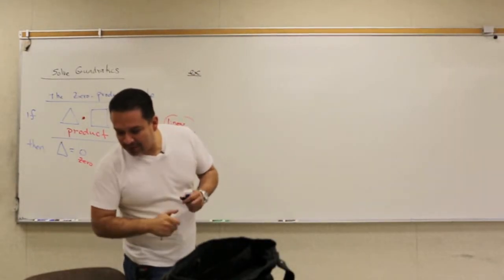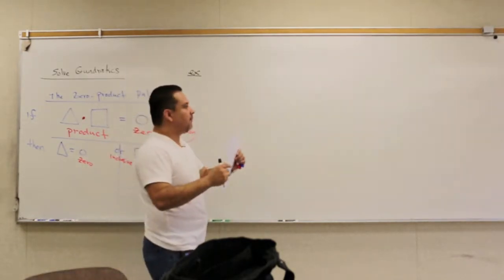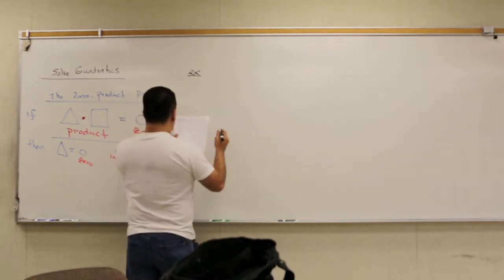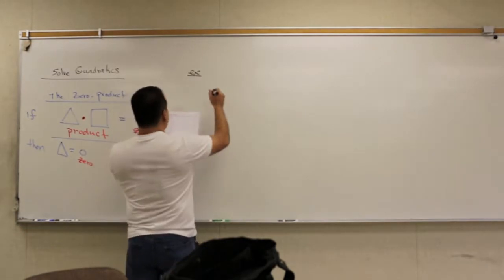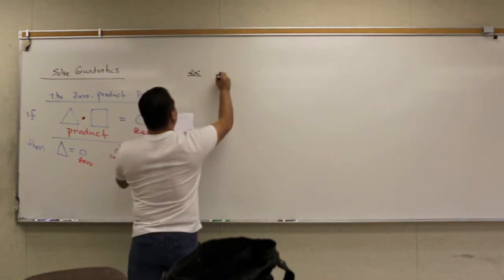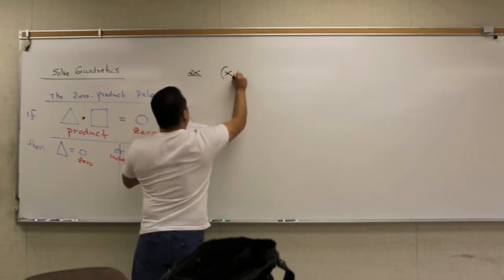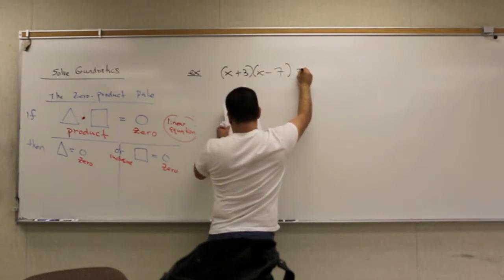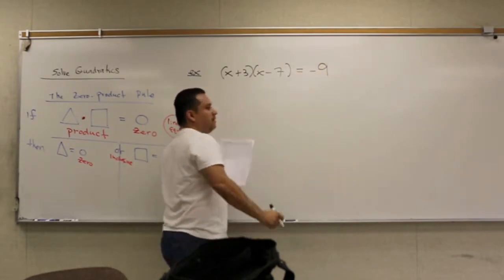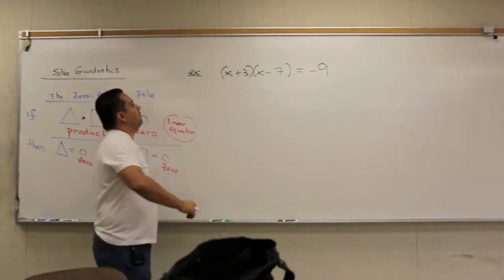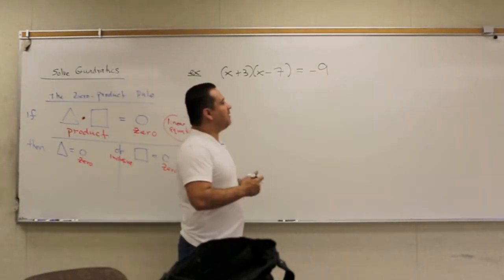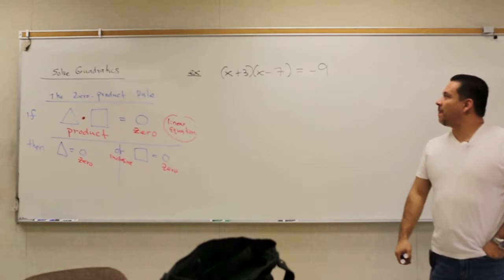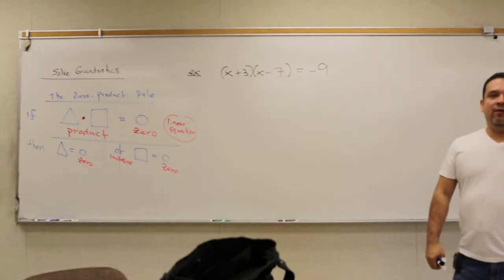All right, here we go. You ready for some more? Some more examples. Let's give you a nice hard one. What do you guys think? Okay, you ready for this? We're going to give you x plus 3 times x minus 7 is negative 9. What do you guys think about this one? You just put them in the already: x plus 3 equals 9, x minus 7 equals negative 9. You just put it like that.